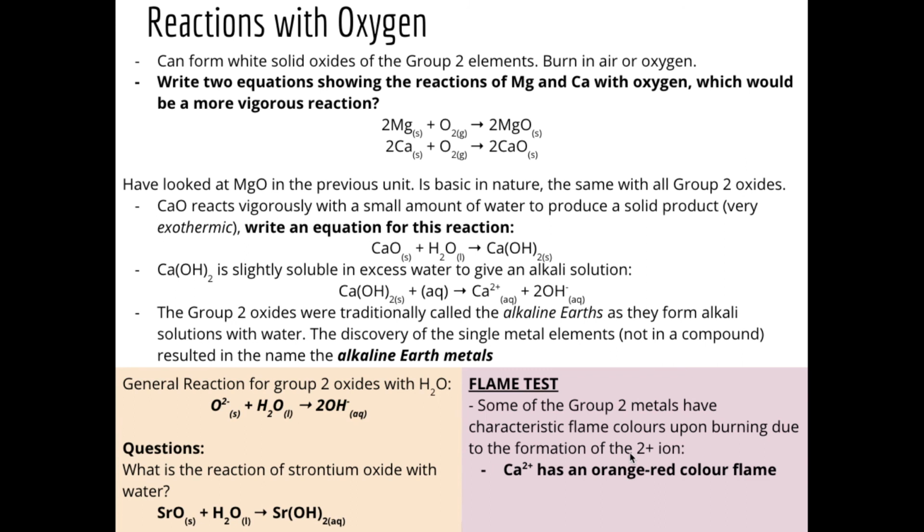So we see calcium 2+ has a very characteristic orange-red flame. Strontium 2+ has a scarlet red flame, so a bit of a deeper red there. And then barium 2+ has a green flame.